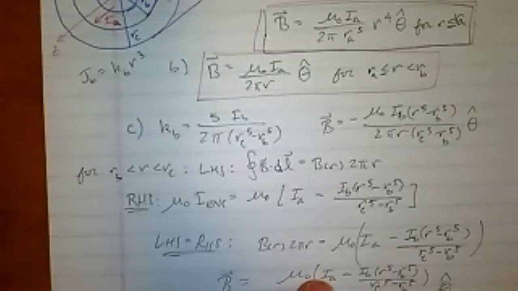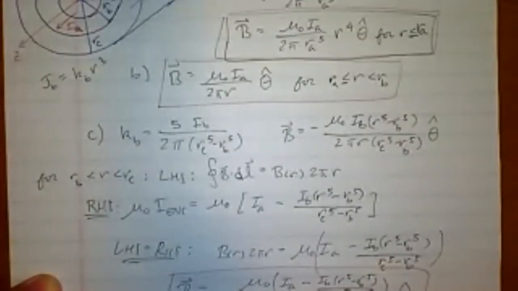Because the theta hat direction was the positive one. If I had done the other way, I'd reverse this and put a negative on it, but why would we do that anyways? So this is the full magnetic field now for RB is less than R is less than RC.